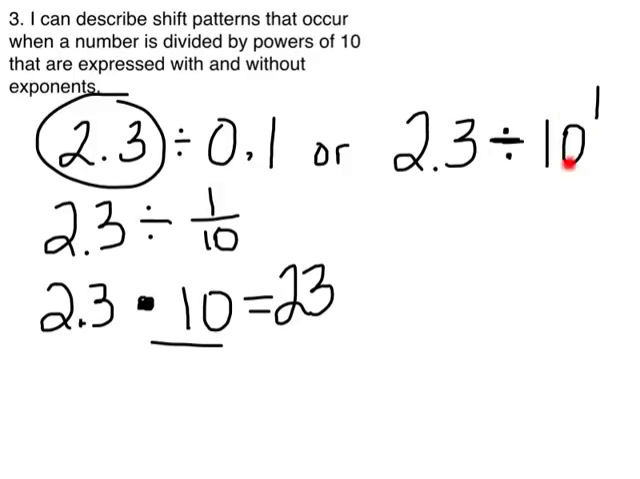Now if we look over here, we have 2 3/10 divided by 10 to the first power, so that just means 1 of 10. So that means that we're dividing 2 3/10 into 10 whole groups. So that 2 3/10 is actually going to get smaller, so it would become 23 hundredths. So the digits here shifted to the right once.